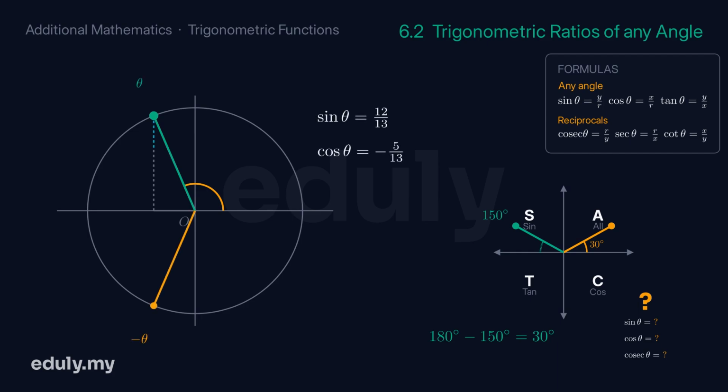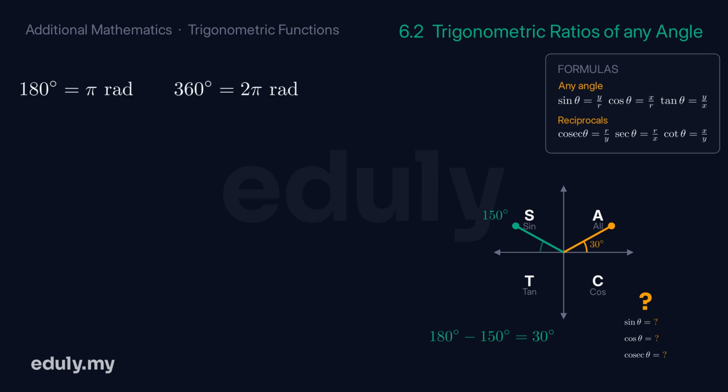Minus theta, the same turn clockwise. P reflects through the x-axis. X stays, y flips to minus 12. So sine flips, minus 12 over 13. Cosine does not even notice, still minus 5 over 13, identical. The exam trap. A negative angle never flips a ratio upside down. Sec of minus theta is just sec theta.